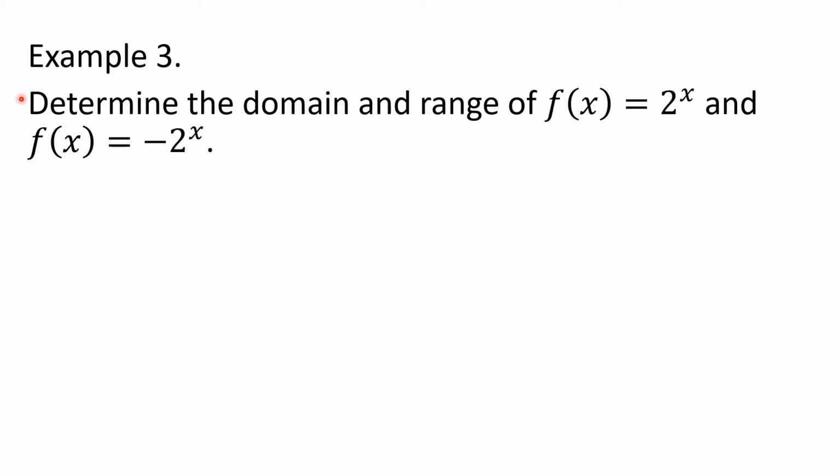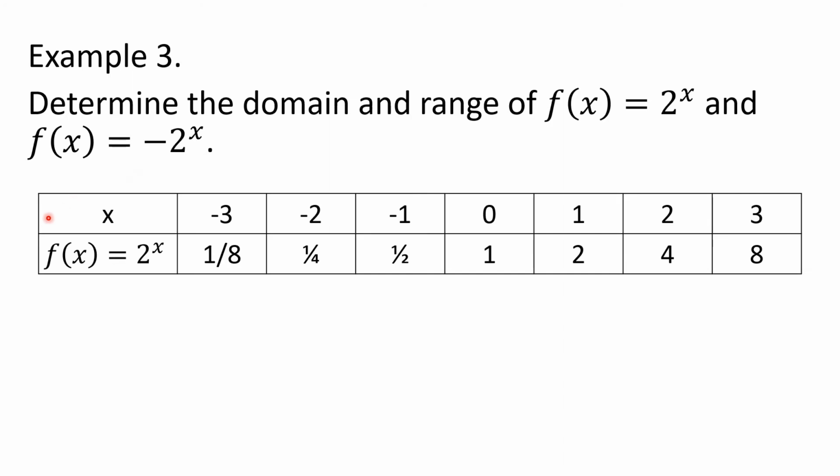Example 3. Determine the domain and range of f of x equals 2 to the x and f of x equals negative 2 to the x. Take note that both values of b are positive 2. However, they differ in a values. A here is positive 1 and a here is negative 1. This means that the base is 2 only, not negative 2. So you raise 2 to the x first before you multiply by negative 1, and you'll get the value of f of x.